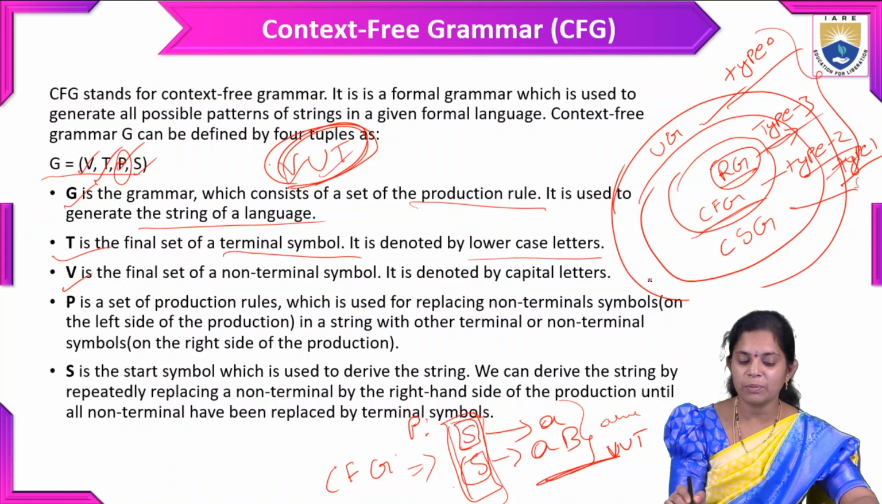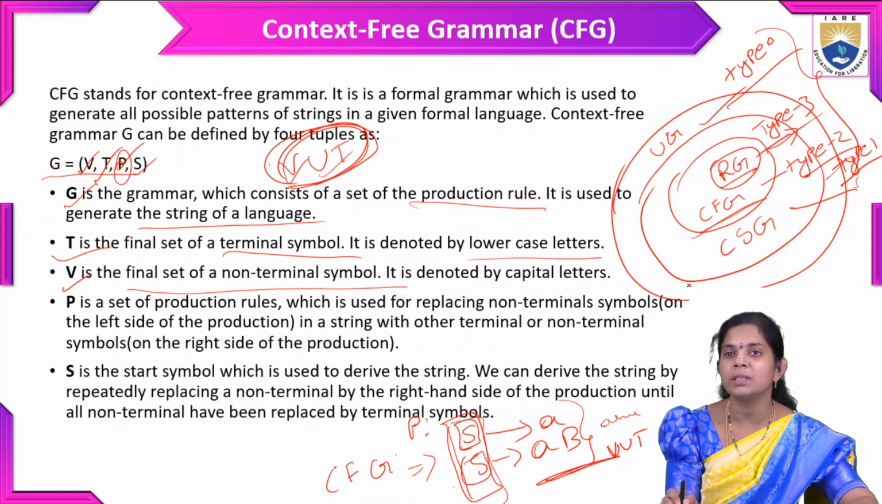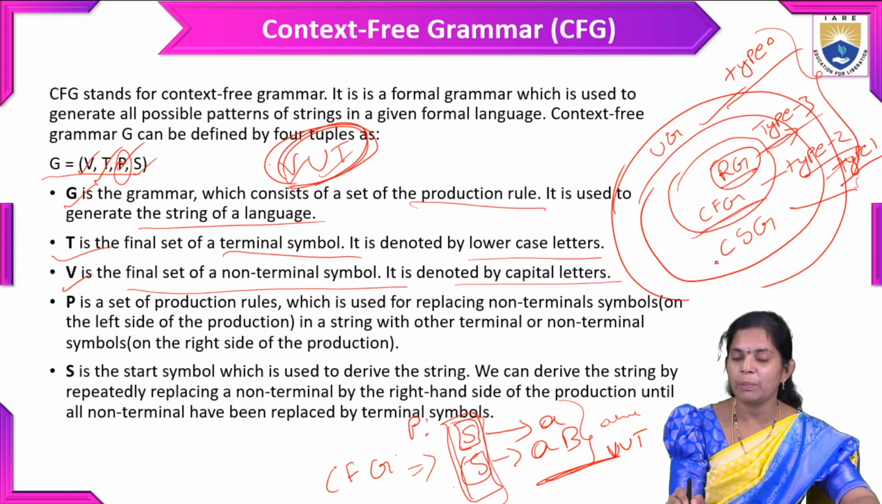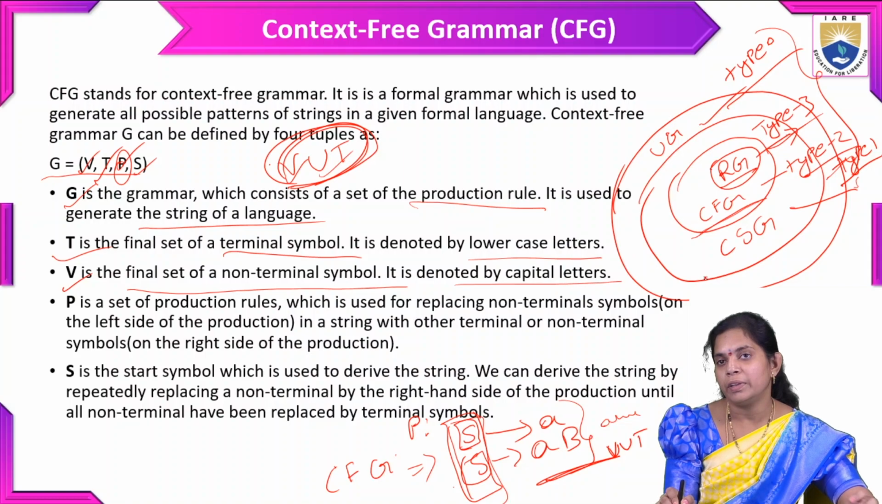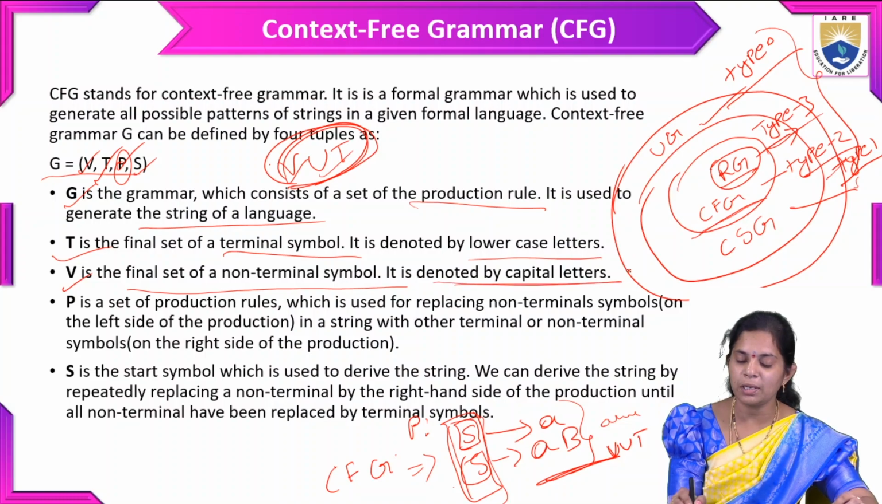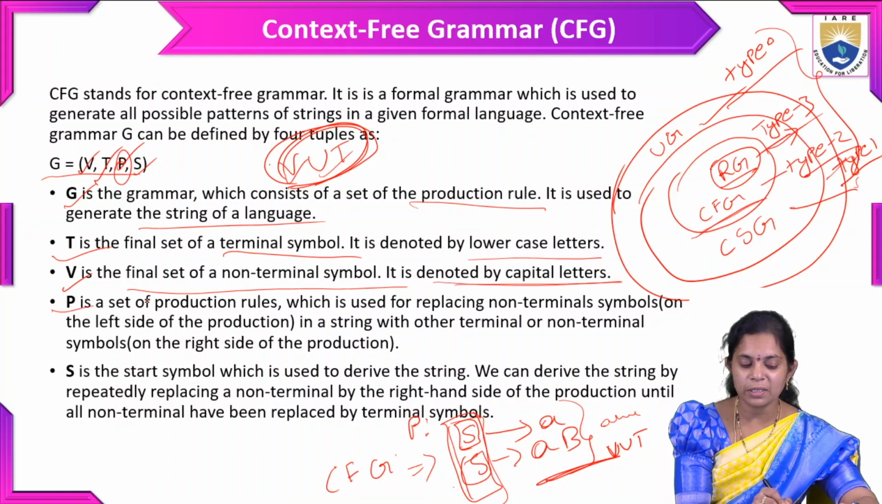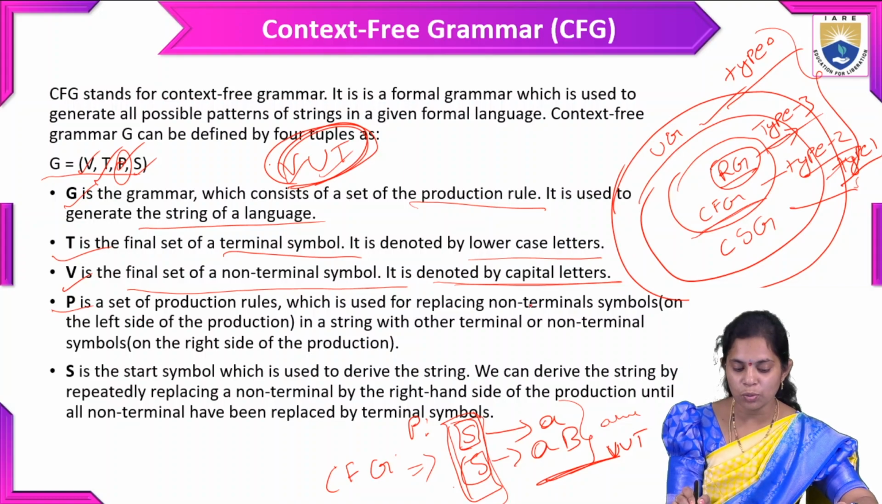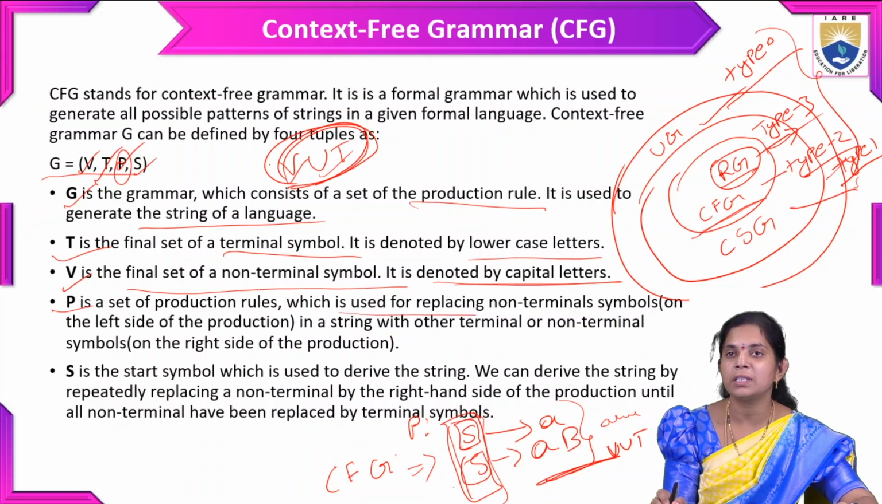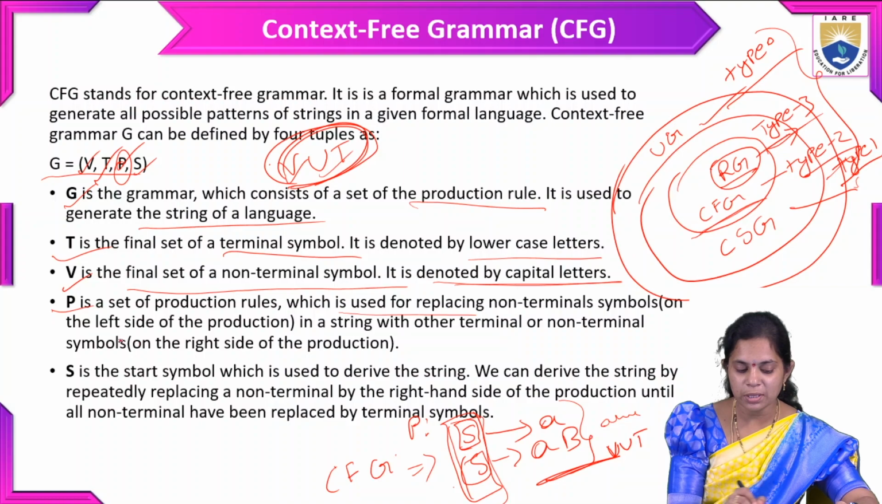And V is nothing but a finite set of non-terminal symbols. It is denoted by capital letters. So V is nothing but the capital letters. Those are all represented with capital letters. And P is nothing but a set of production rules which is used to replace the non-terminal symbols, the left hand side of the production.